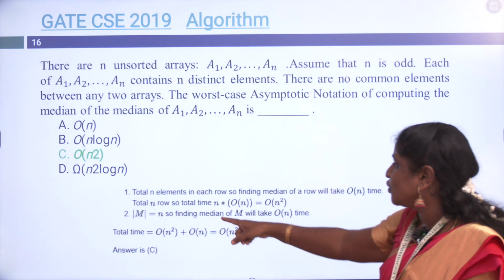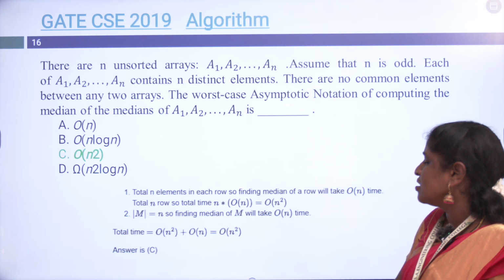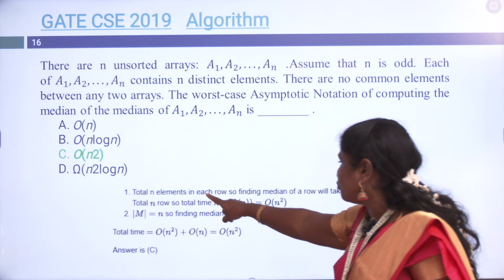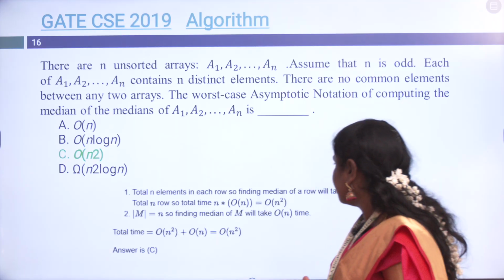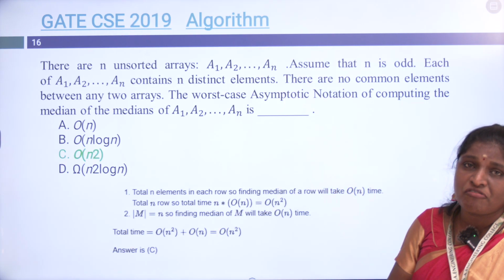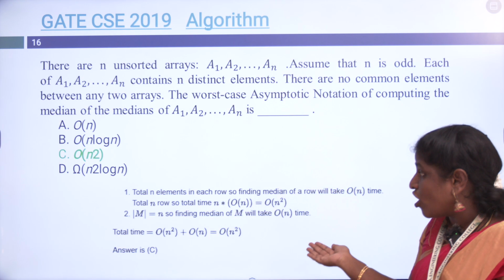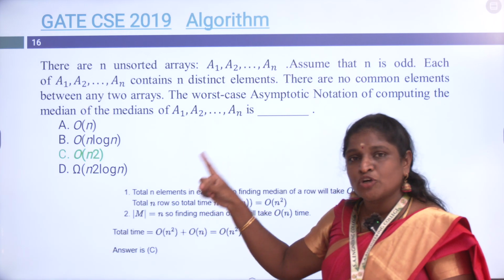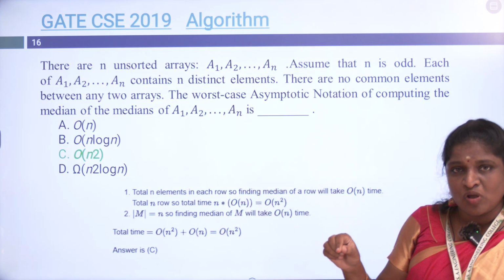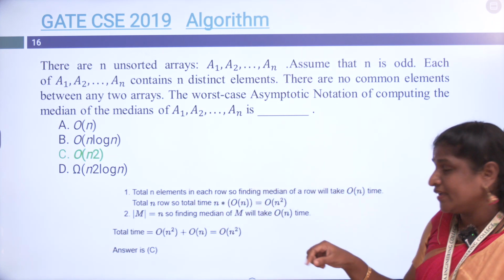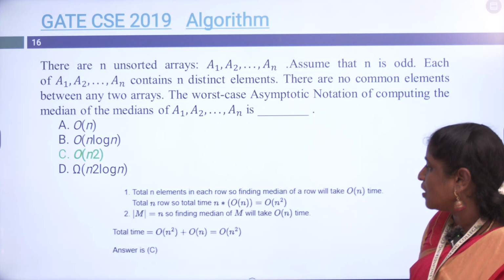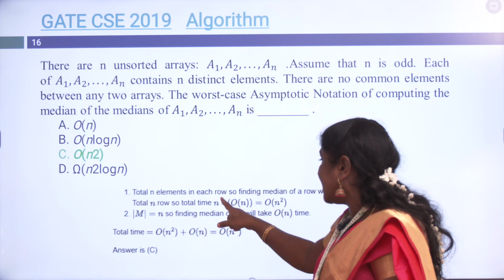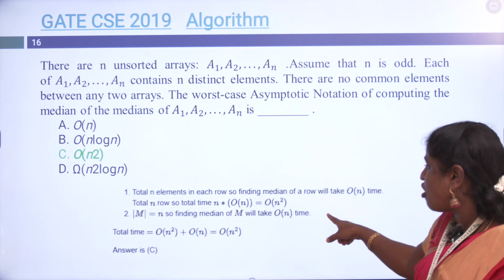So the total number of elements in each row is n. To find the median of the n elements in each row, it takes big O of n time. We are going to do that for n rows. So for finding the median of a particular row we need big O of n time, and for n rows the total time is n into big O of n, that is big O of n square.